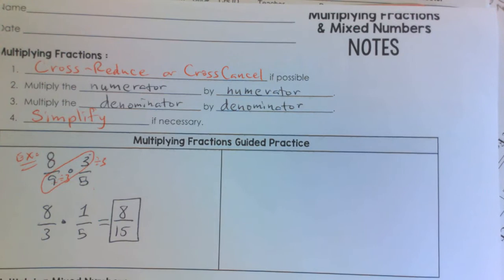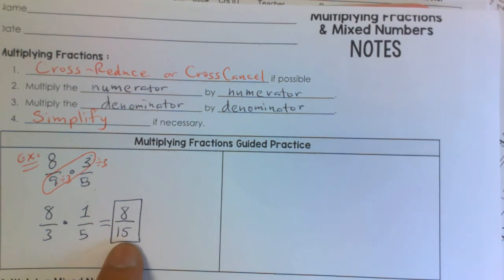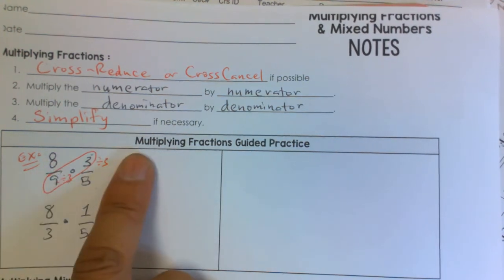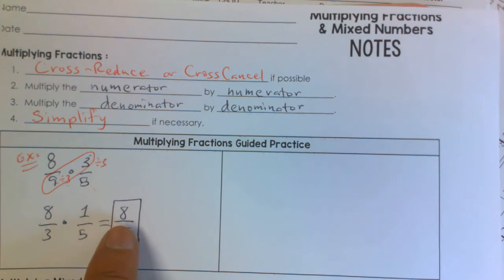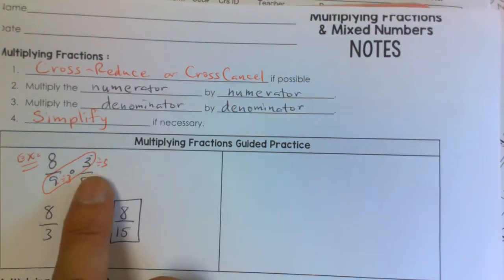And we look and say, can we simplify that any further? No, we can't. So by cross-canceling at the beginning, it allows us to not worry about this extra step. Plus the numbers are smaller to deal with anyways. If we didn't cross-cancel, we would have a larger set of numbers, and then we'd have to simplify, and that's where mistakes happen sometimes when we deal with really large numbers. So that's why we want to try and cross-reduce or cross-cancel at the beginning.